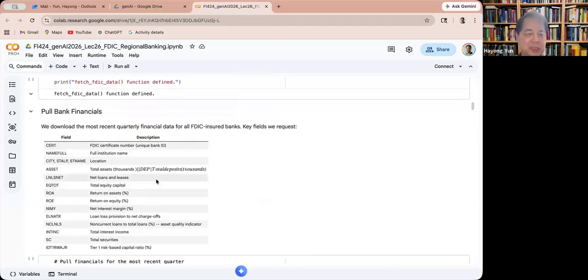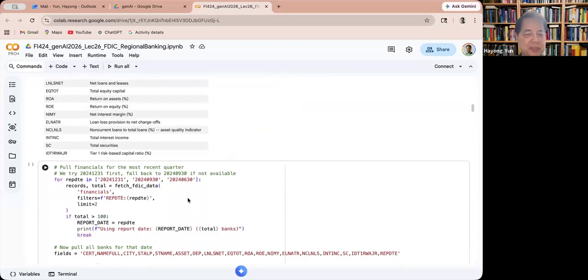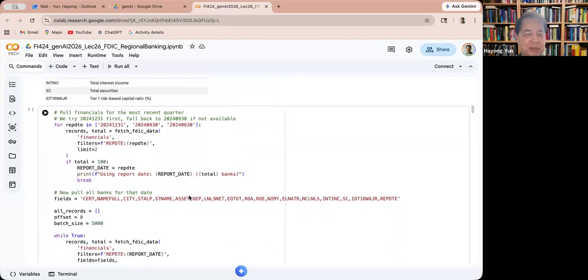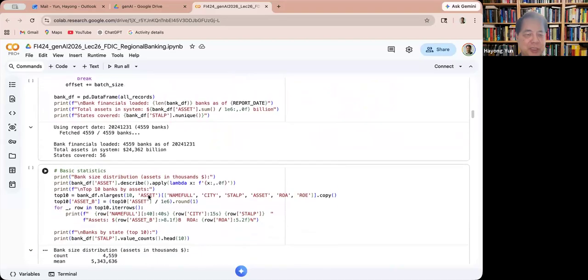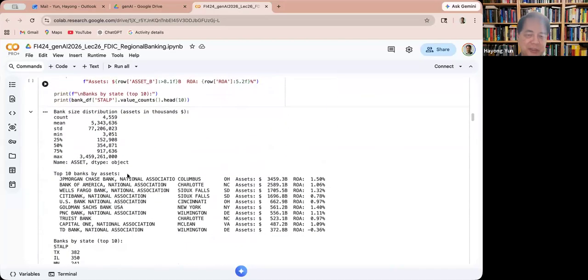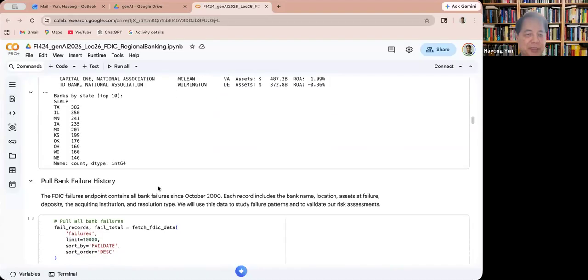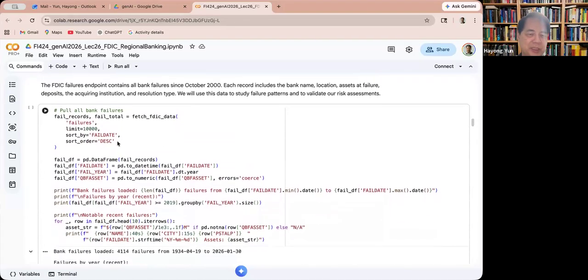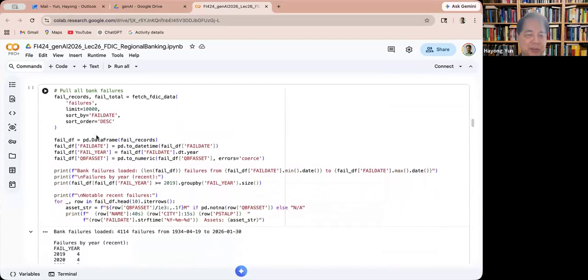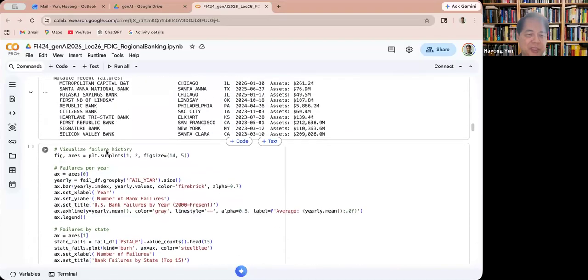the data. So what it is, basically, is the information on the banks and basic assets, like the basic books here. Okay. And then the financials for the most recent quarter, we can pull it and then get some statistics out of it, of some of those banks. And then pulling the bank failure history. So we can also fetch that and then pull it.